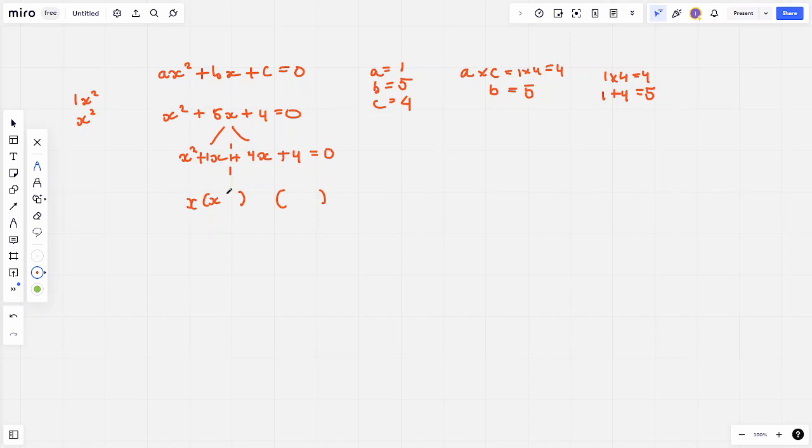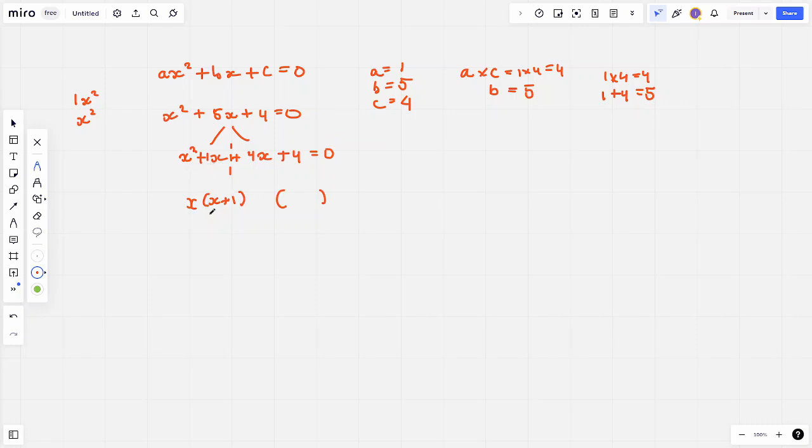And then you've got the single x. So you've already got x before the bracket. So we know x times something must equal x. So x multiplied by 1 has to be x. So that's just a positive 1. So if you expand that out, you get x squared plus x. Exactly the same as this first part.